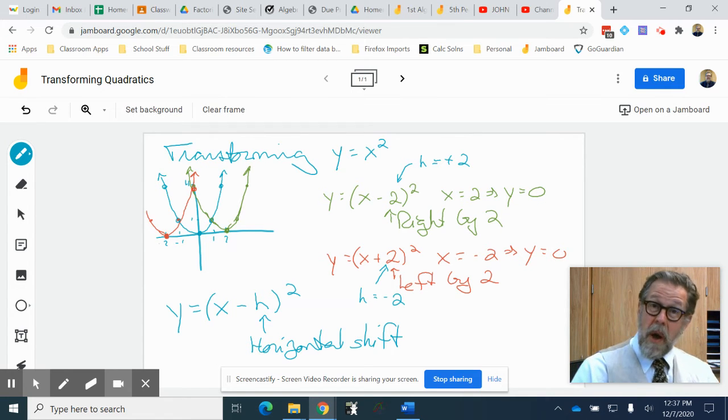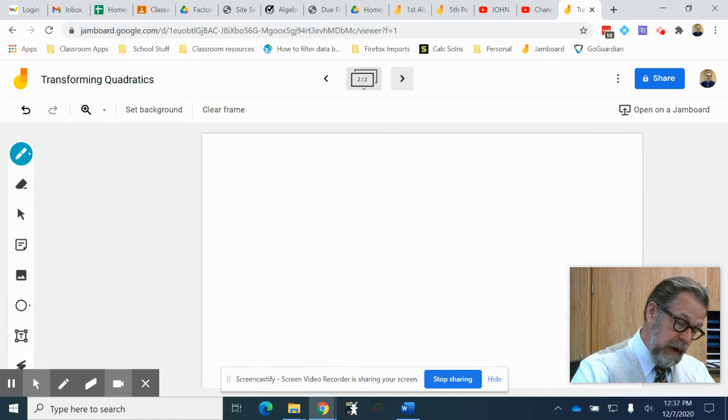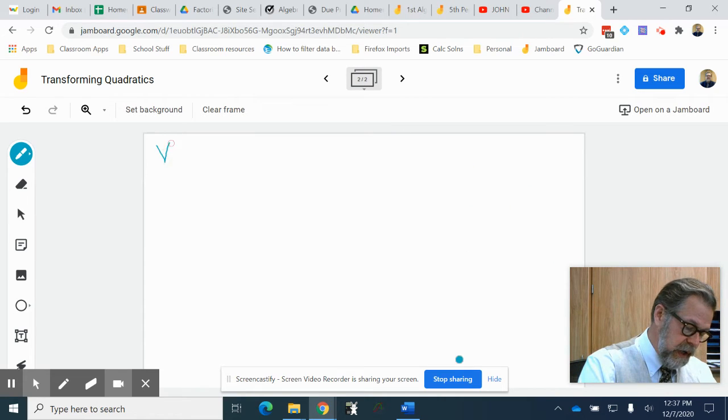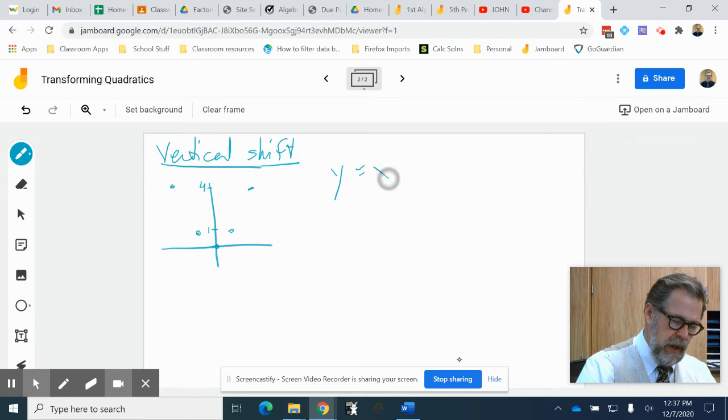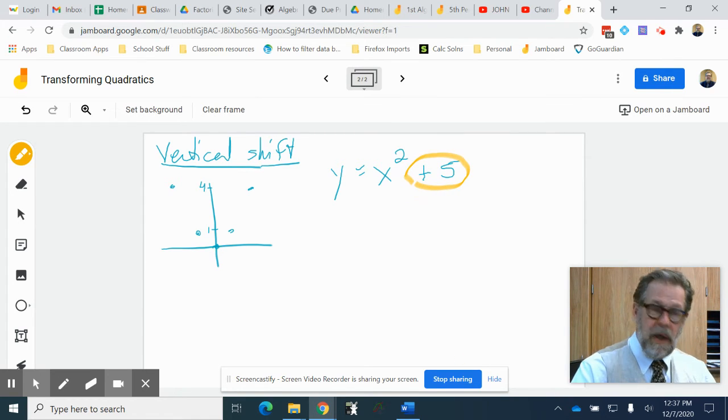That's actually the most complicated transformation of quadratics, because if I take a look at vertical shift, well, if I want to shift the whole graph up by 5, for example, here's my parent graph, 4, 1. If I want to shift it up by 5, well, if I just take y equals x squared plus 5, what have I just done? I have just added 5 to every single y value.